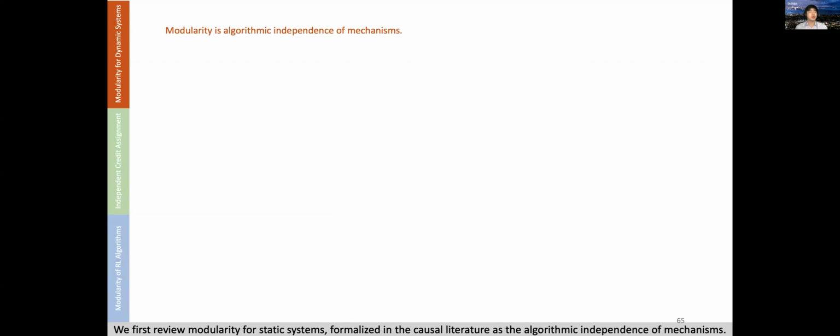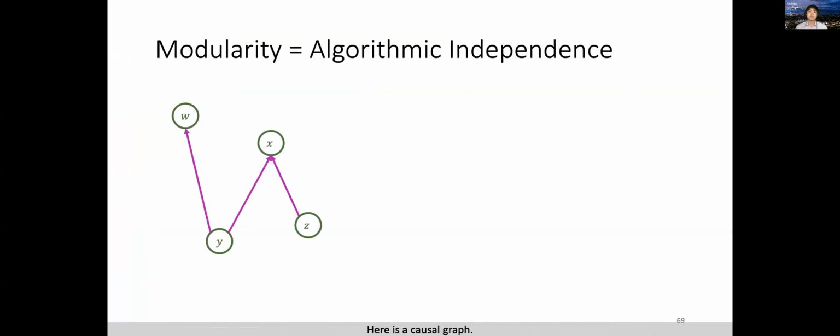Let's start with modularity for dynamic systems. We first review modularity for static systems, formalized in the causal literature as the algorithmic independence of mechanisms. We call a dynamic system the process that encompasses a sequence of modifications to the static system. Viewing a system along its sequence of modifications then gives us a natural extension of modularity as the conditional algorithmic independence of its mechanisms conditioned on the system's previous state.